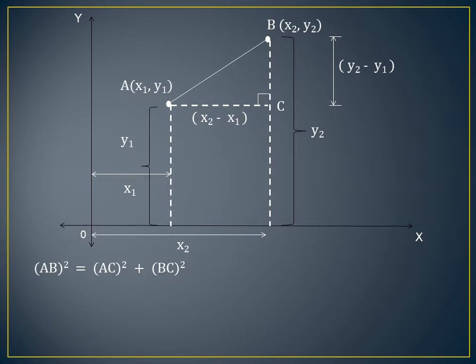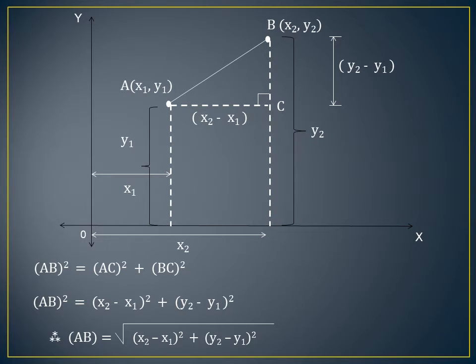So by Pythagoras theorem, hypotenuse square is equal to the sum of the squares of the other two sides. So we'll have AB square is equal to, if we put the lengths of AC and BC, x2 minus x1 the whole square plus y2 minus y1 the whole square. Therefore distance AB is equal to square root of (x2 minus x1) the whole square plus (y2 minus y1) the whole square. So this is our distance formula.